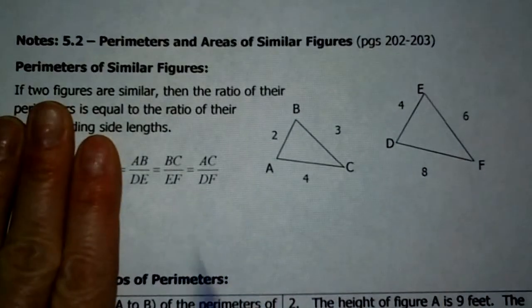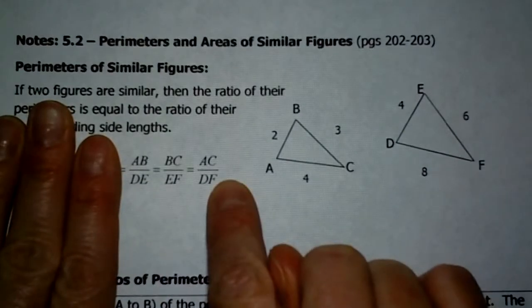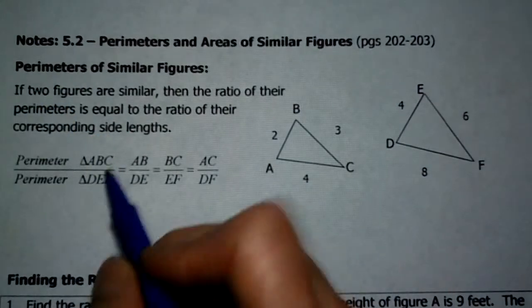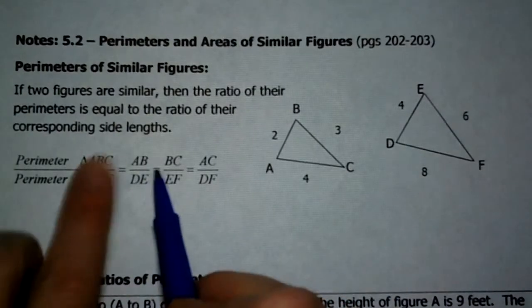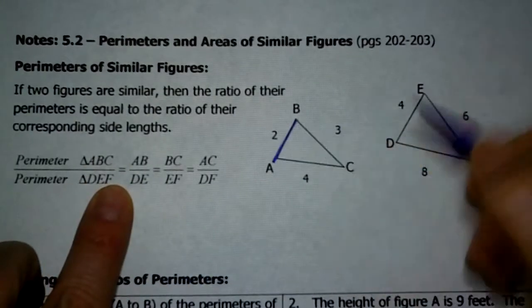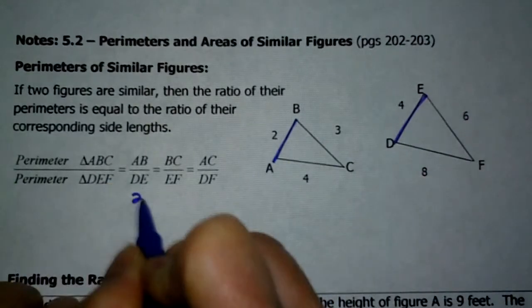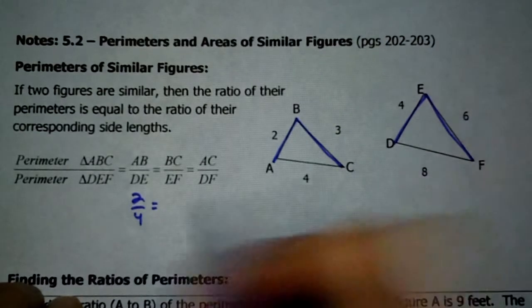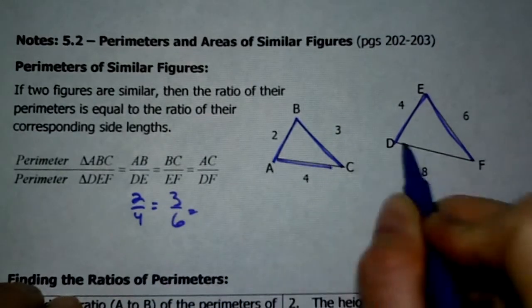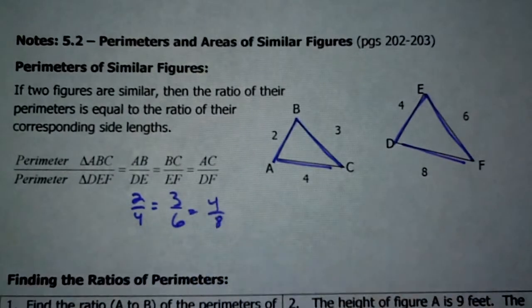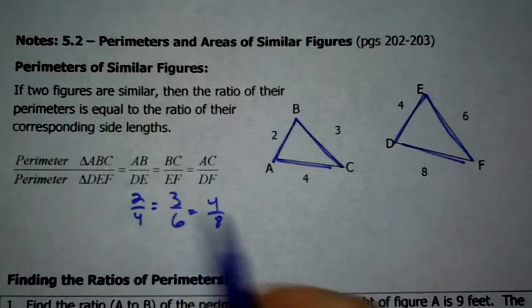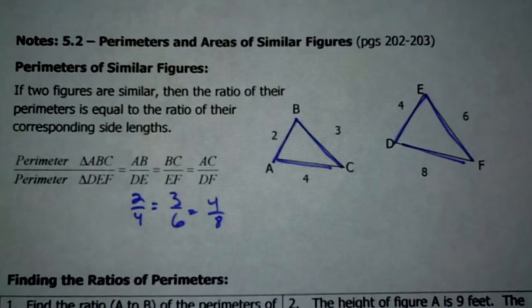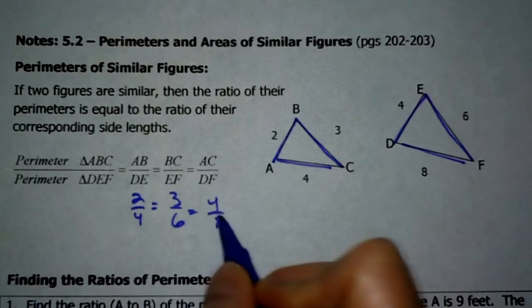And this is kind of what we just learned in the last section. All of those corresponding side lengths will simplify to the same thing. I can show you that here if I'm filling in the gaps. So I have AB over DE. Here's AB, here's DE. Those corresponding sides will be 2 to 4. Here's BC and EF. Those are 3 to 6. And AC and DF would be 4 to 8. So we know that these two shapes are similar because every single one of those ratios is equivalent to 1/2. They all simplify back down to 1/2.